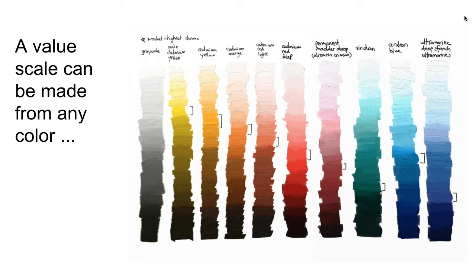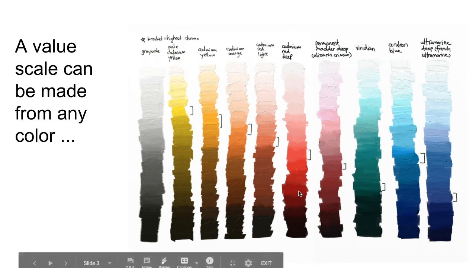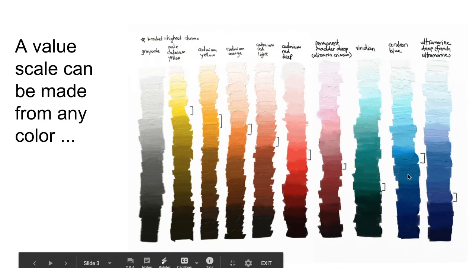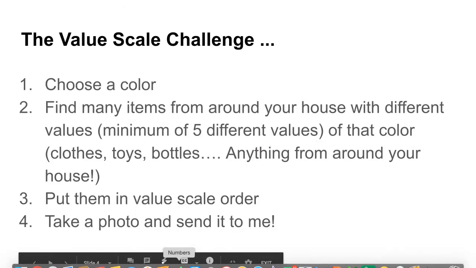This is not a rainbow challenge. This is a value scale. So you're going to be picking one color. Maybe you'll pick reds and you'll find all the reds and pinks. Or maybe you'll pick orange, and you'll pick all the different kinds of peach and oranges and rusts that you can find. Or maybe blues, from light blue to dark blue.